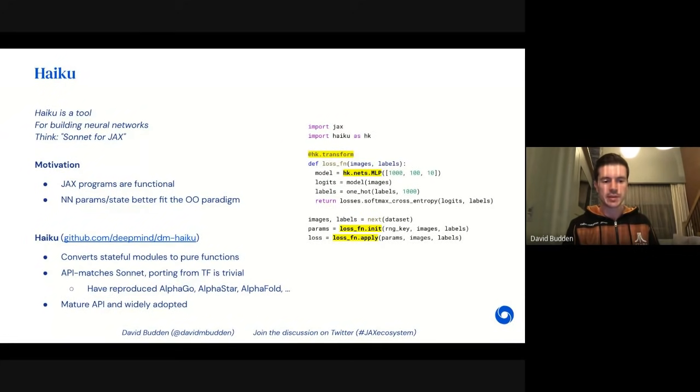Often some abstractions that are common to machine learning, things like neural network trainable parameters and state, fit the object-oriented paradigm potentially better, or at least this is how people are used to thinking about this. So Haiku tries to bridge the gap between the object-oriented world and the functional world of JAX. It essentially provides tools by which you can take stateful objects, such as neural networks, and convert these into initialization and application functions that can then be used directly in JAX.